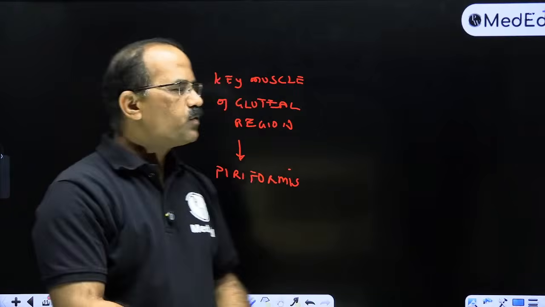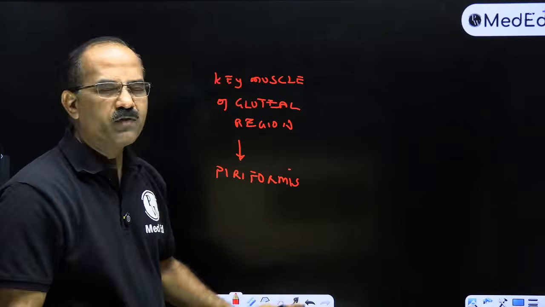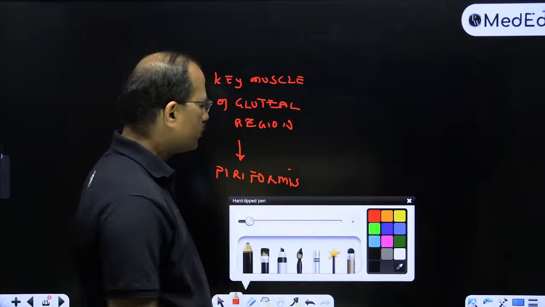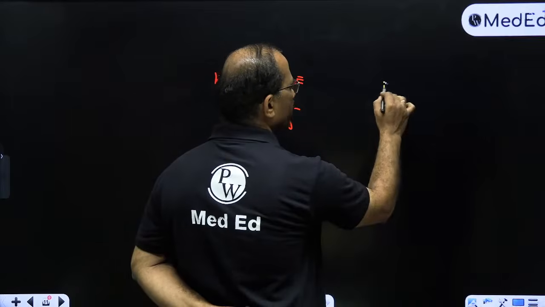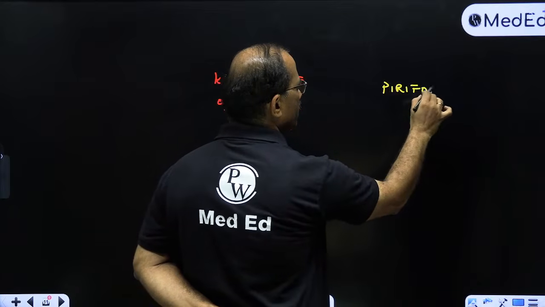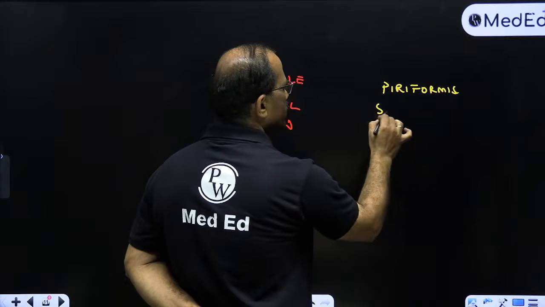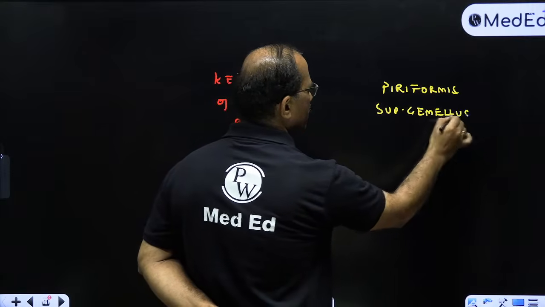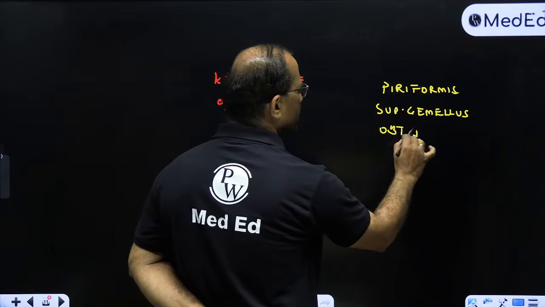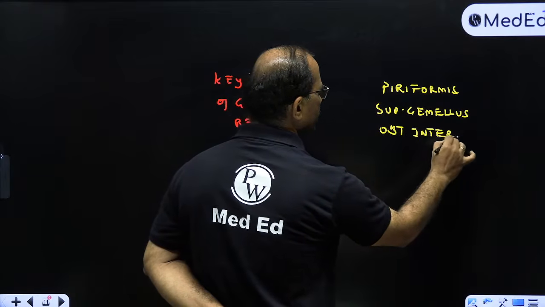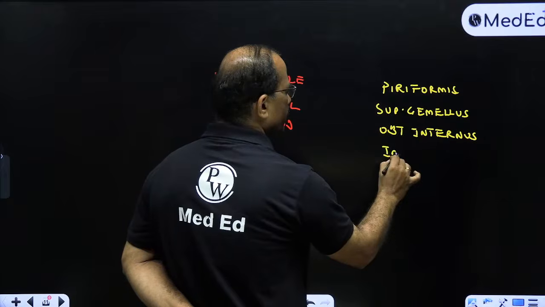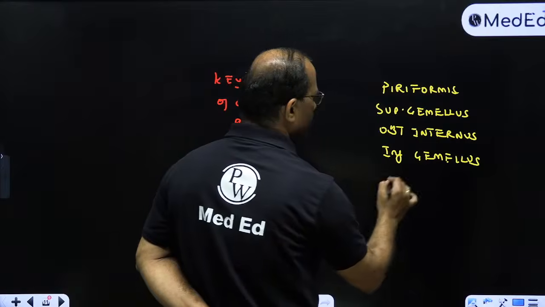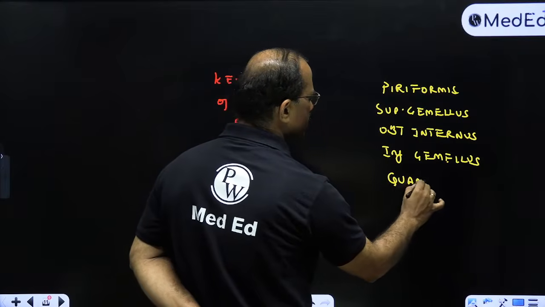Everything. So which are the pelvifemoral muscles? Pelvifemoral muscles are that group of muscles. Which ones are they? In the pelvifemoral muscles, the first muscle is piriformis. The next is superior gemellus. Next is obturator internus. The next is inferior gemellus. And the last one is quadratus femoris.